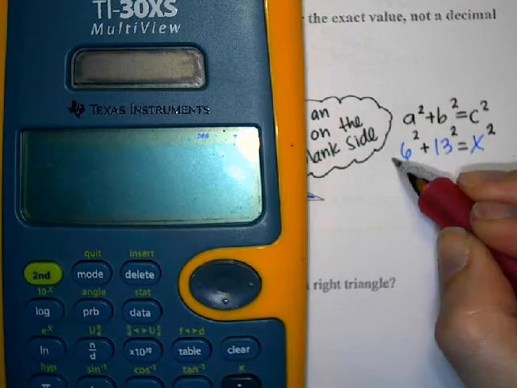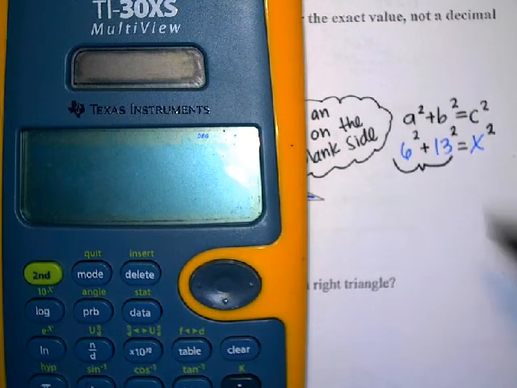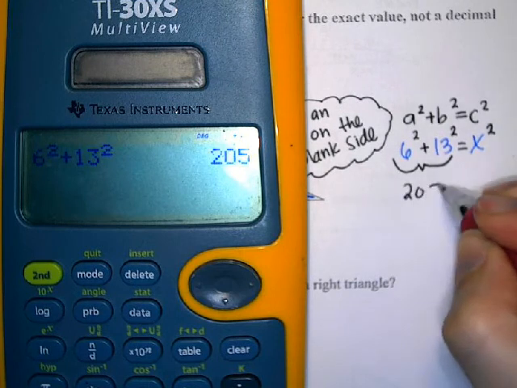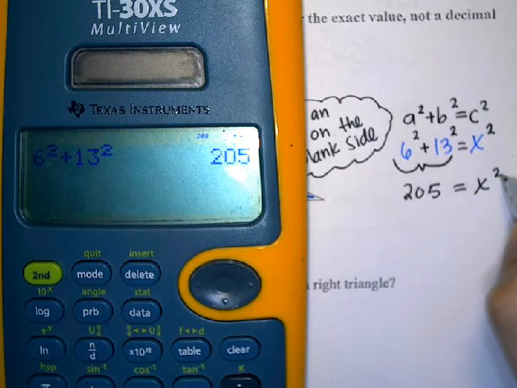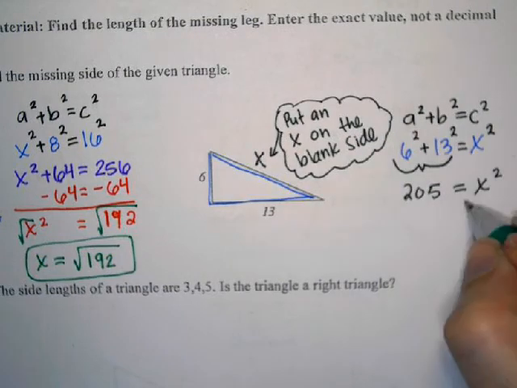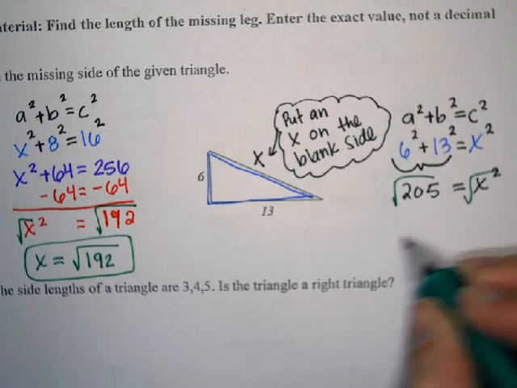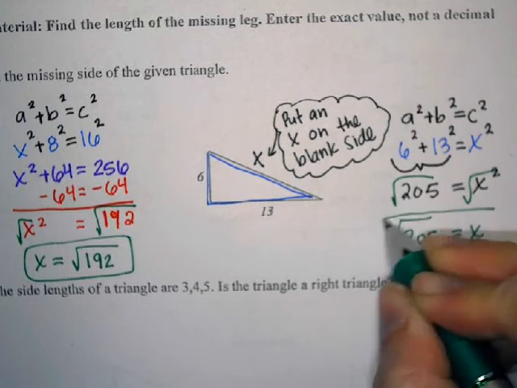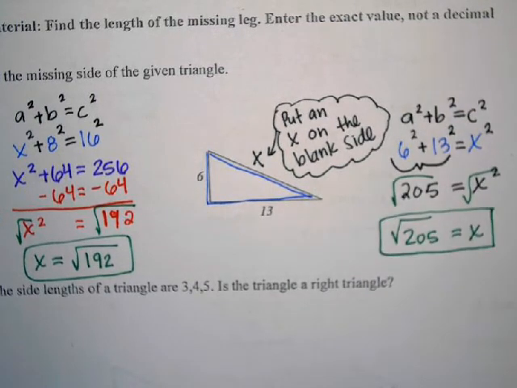I can enter 6 squared plus 13 squared in on my calculator. 6 squared plus 13 squared is 205. I don't have to add or subtract anything. I now can square root, which also gives me a decimal. I'm just going to enter it in as the square root of 205.